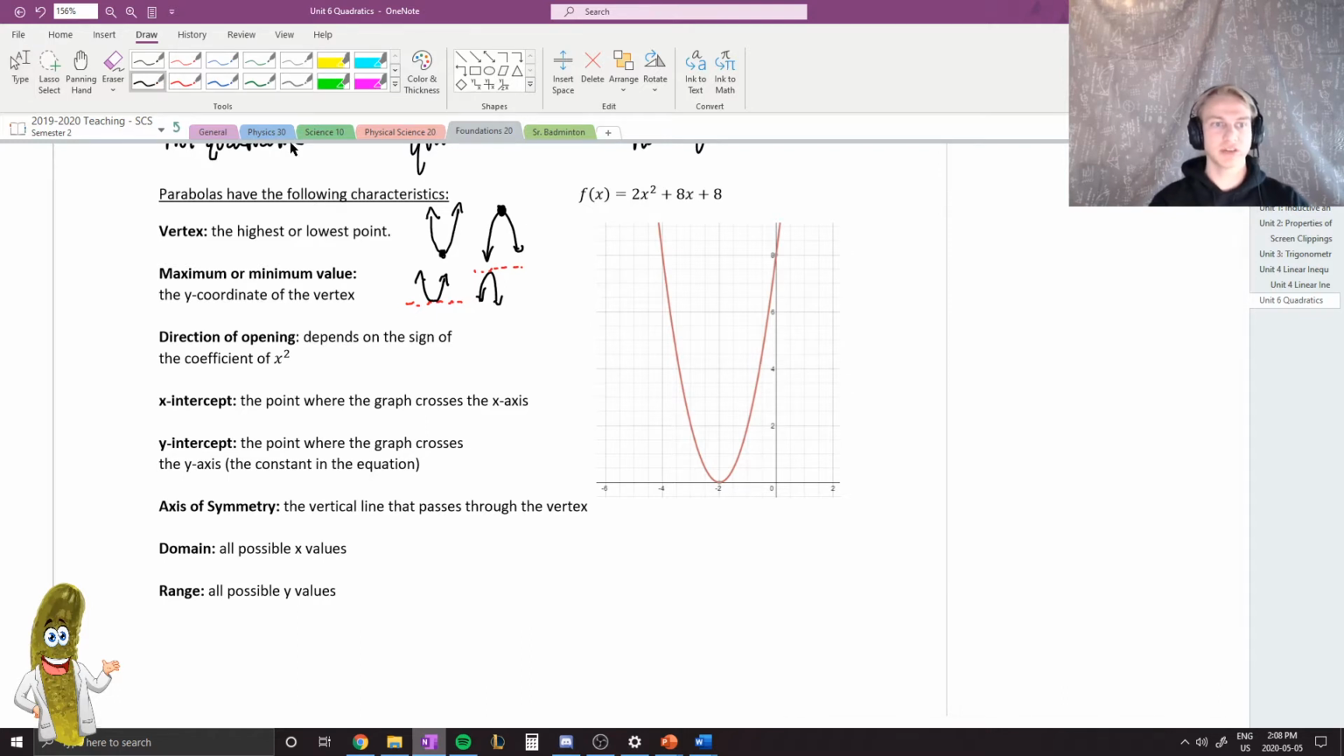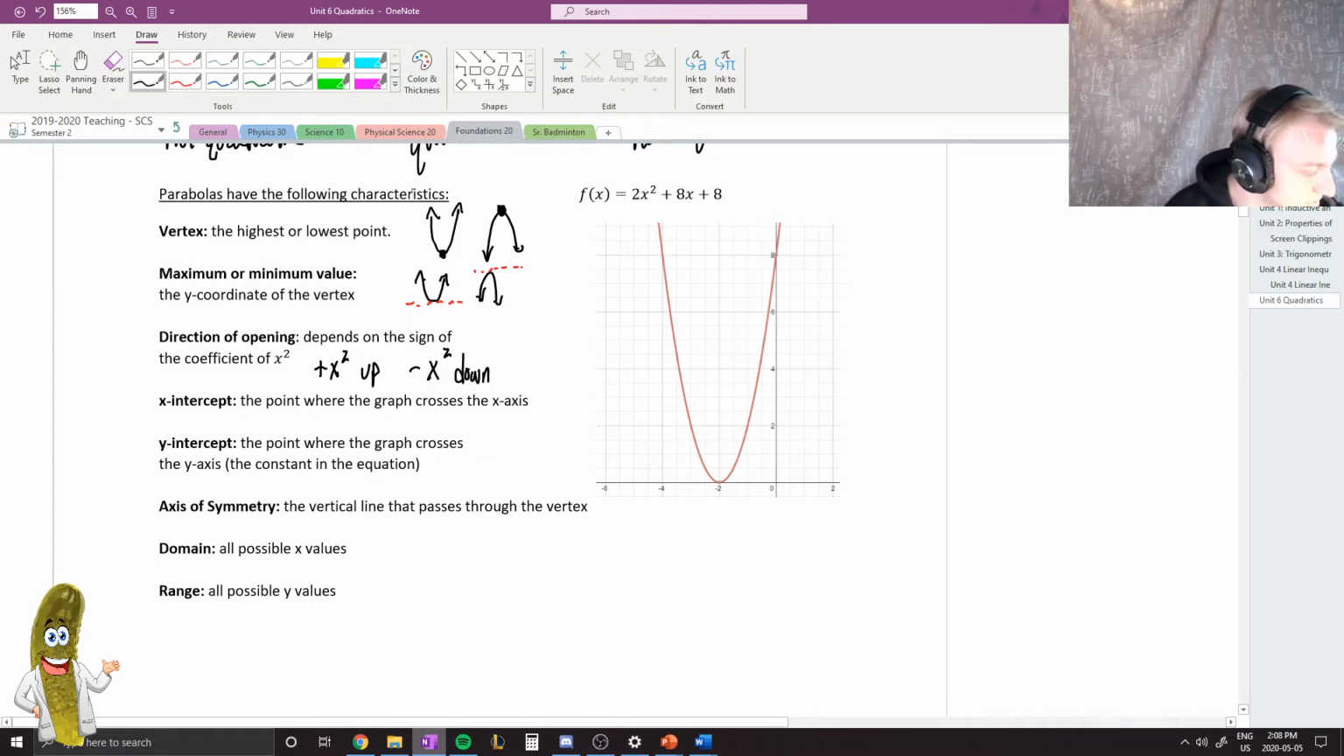It'll have a direction of opening, so it depends on the sign of the coefficient of x squared. So if we have a positive x squared, that'll open up. If we have a negative x squared, that will open down. So that's where we get either the smiley face or the frowny face.